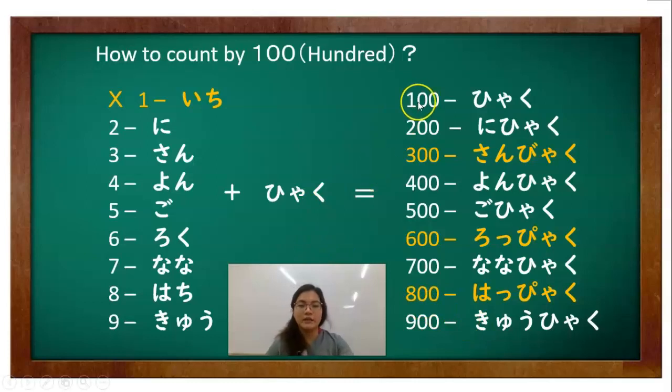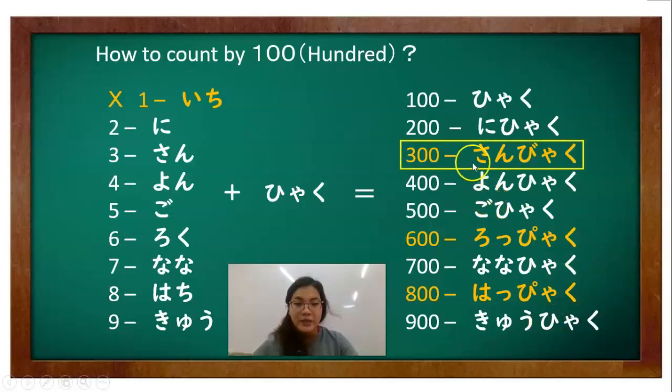Okay, so now let's review from 100 to 900. Hyaku, ni hyaku, san byaku, yon hyaku, go hyaku, roppyaku, nana hyaku, happyaku, and kyu hyaku. Again, remember 300 is special. This is sanbyaku.